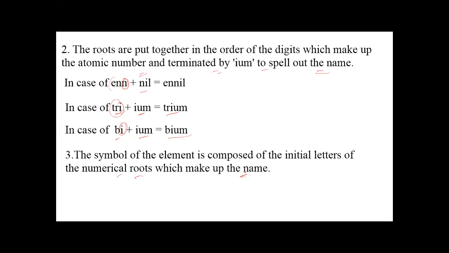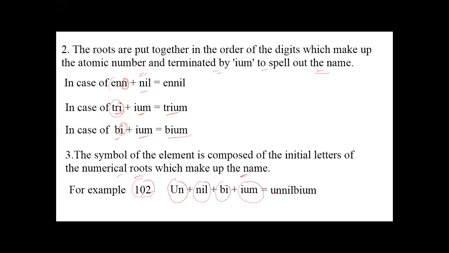Here we take an example. For example, we have to name atomic number 102. So what will we write? Un for 1, nil for 0, bi for 2, and end with ium. Combined, it is known as unnilbium. Its symbol is U, N, B: U from un, N from nil, B from bium. So the symbol of 102 is UNB.